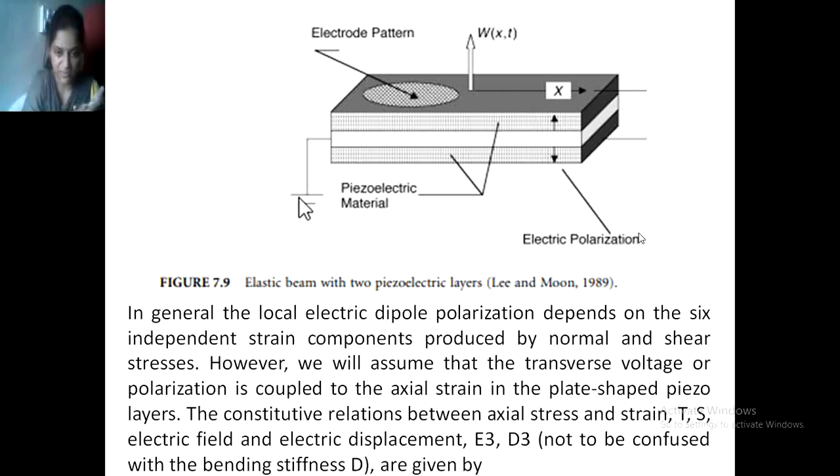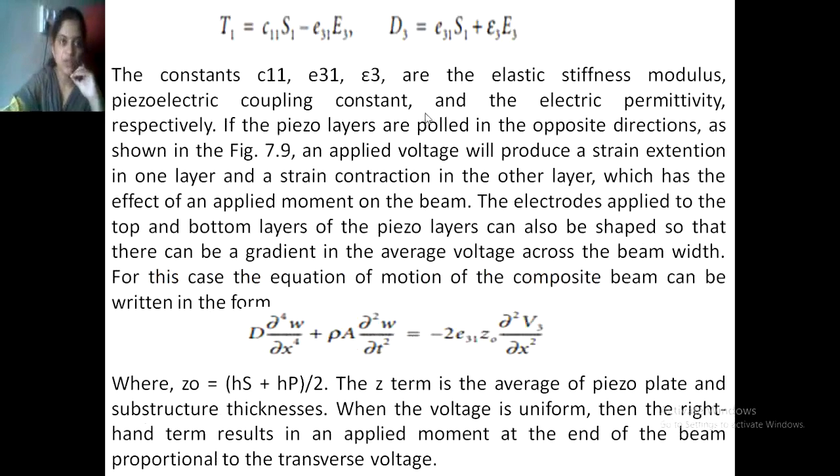capital T, and electric field and electric displacement, that is E3 and D3, are given by: T1 is equal to C11 S1 minus E31 E3, and the D3 displacement is given by D3 is equal to E31 S1 plus epsilon 3 E3. So the constants C11, E31, epsilon 3 are the elastic stiffness modulus, piezoelectric coupling constant, and the electric permittivity respectively.